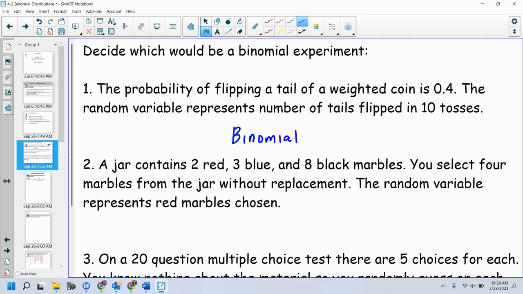All right, a jar contains 2 red, 3 blue, and 8 black marbles. You select 4 marbles from the jar without replacement. The random variable represents the number of red marbles chosen. There's several things that make this weird. Why is it not binomial? The idea of replacement, right? It's not independent anymore. There's another reason, though. Good. Well, actually, no, that's not true. Represents red marbles chosen. Exactly.